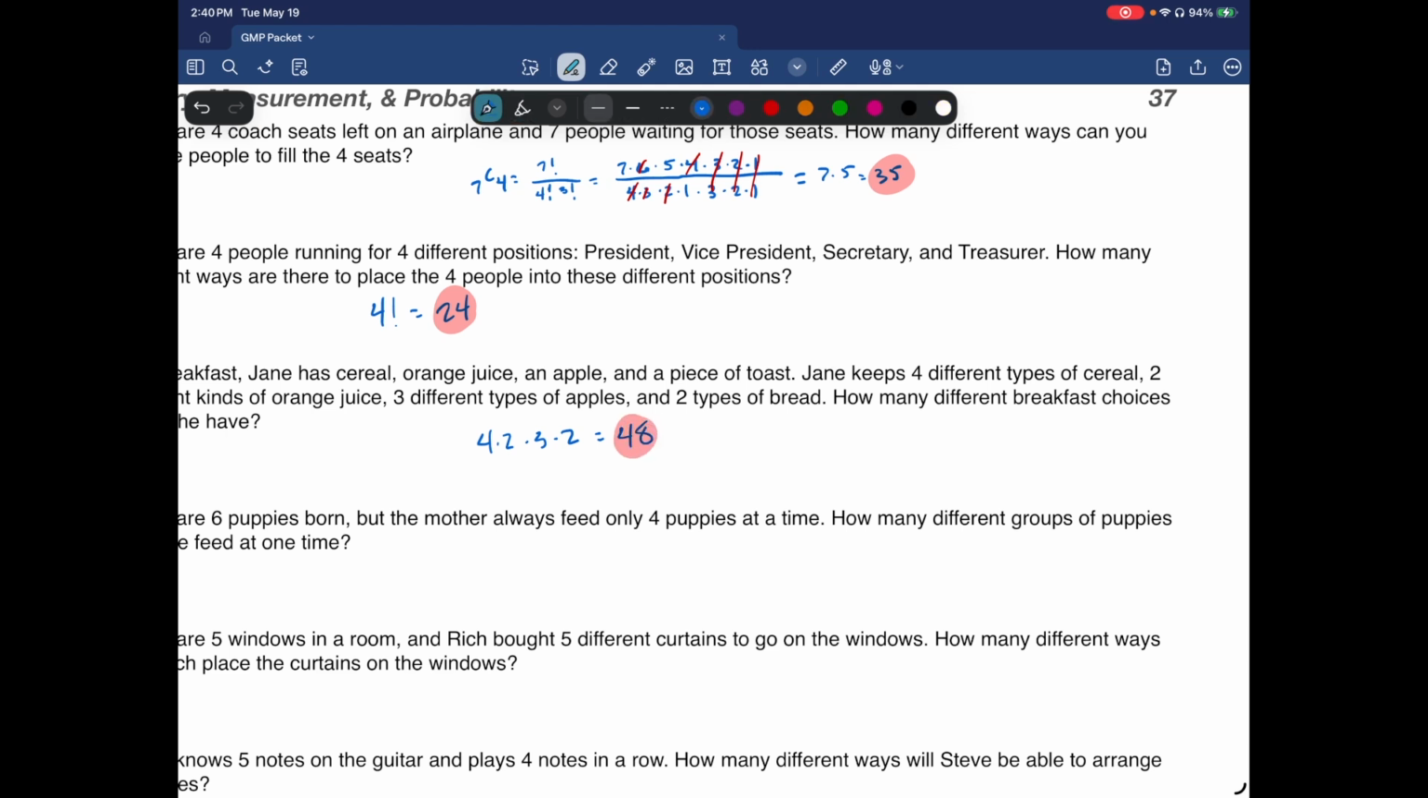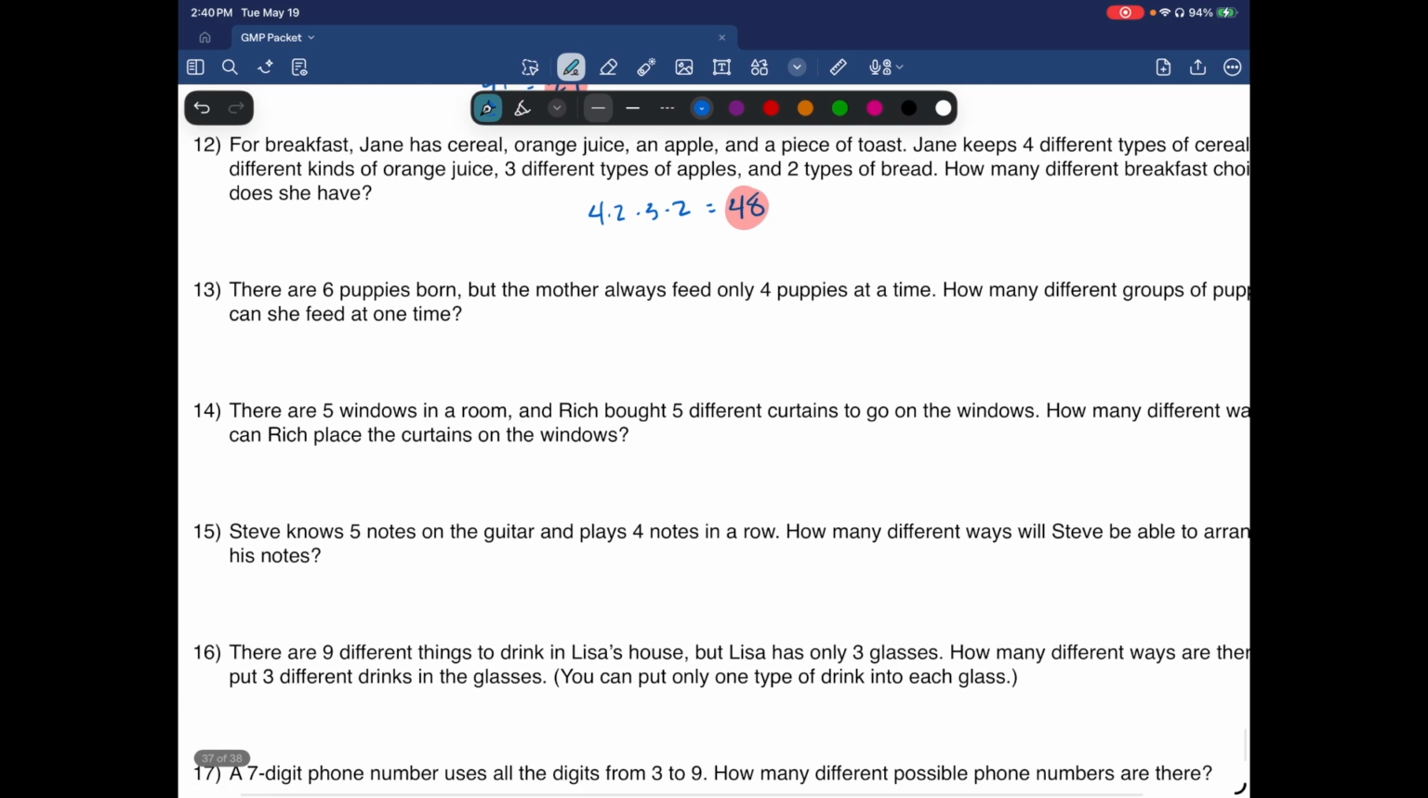All right, 13. There are 6 puppies born, but the mother always feeds only 4 puppies at a time. How many different ways can you do this? So you're choosing. All right, that's a combination. 6, order doesn't matter. So 6 choose 4. So that's going to be 6 factorial over 4 factorial times 2 factorial.